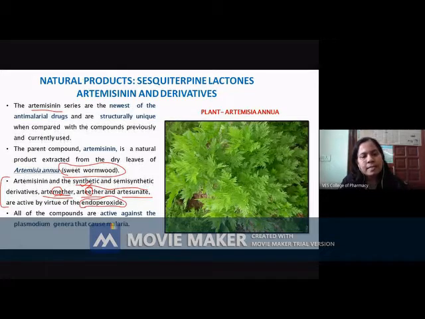Now all of these compounds are active against the Plasmodium genera that cause malaria. So all the 4 species which we have seen that cause malaria, against all of them, artemisinin and its derivatives are found to be active.